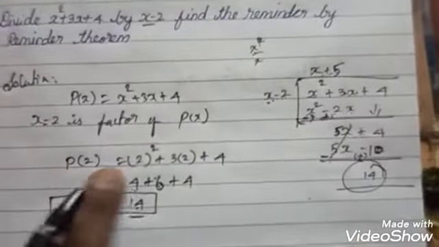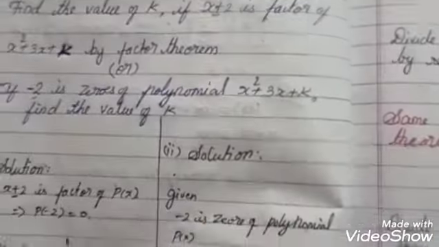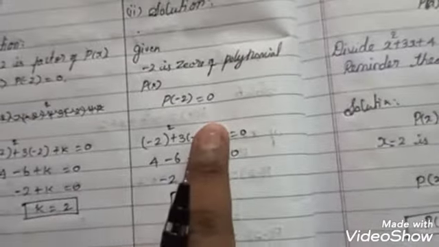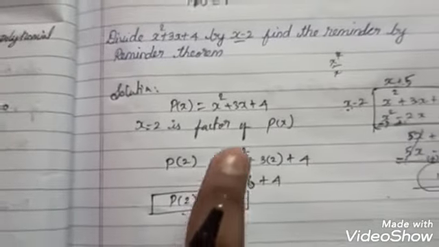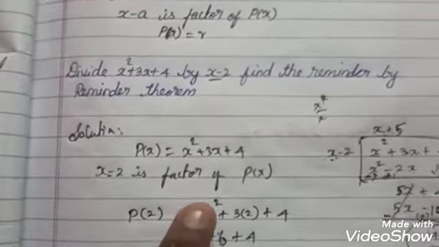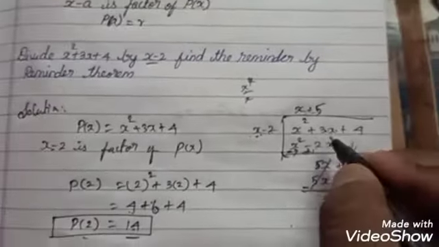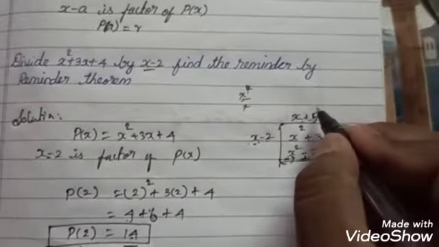So is there any difference? The applying method is the same. In the factor theorem method, to find the zeros of a polynomial, and to find the remainder by using the remainder theorem, the applying methods are the same. Only the concept used, this sentence, is different. So this is for your reference, children.